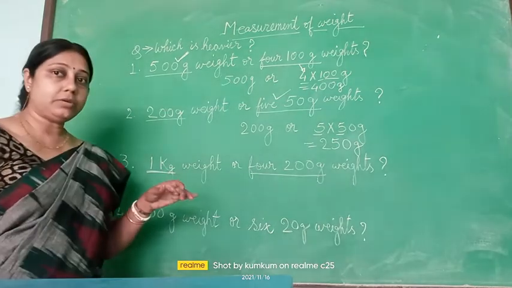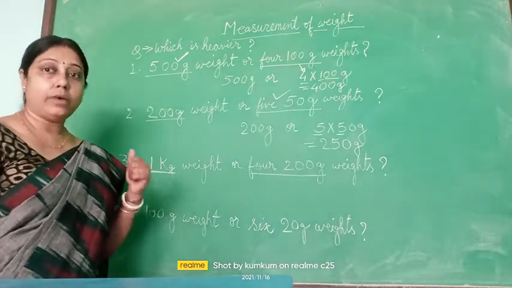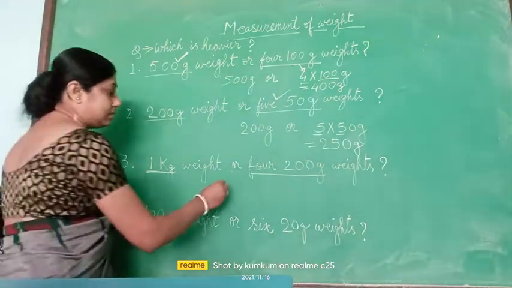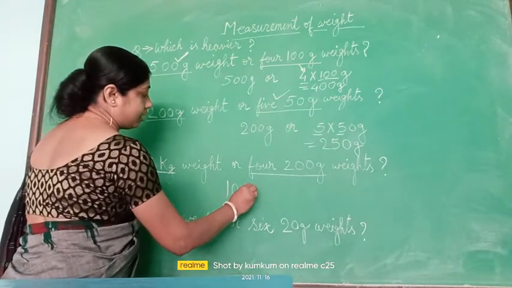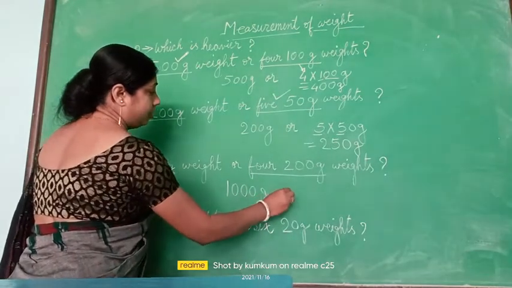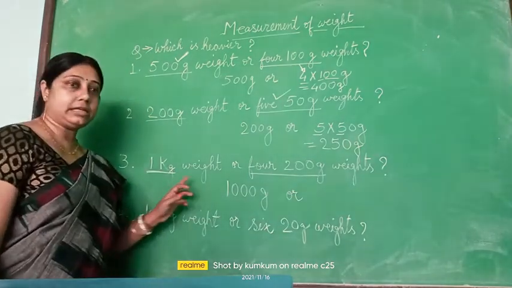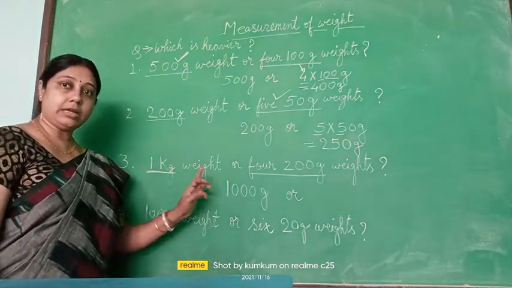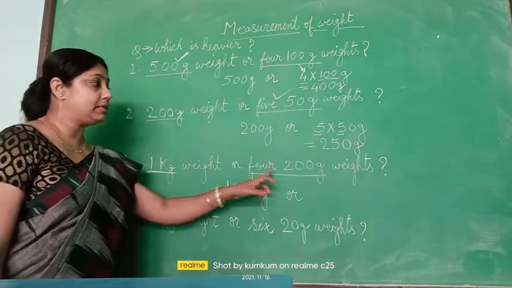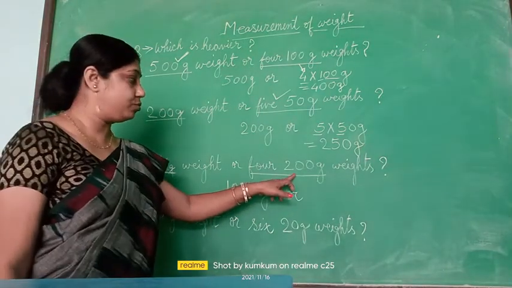So 1 kg equal to how many gram? We know 1 kg is 1000 gram. So I am writing here 1000 gram. Now I have changed 1 kg into 1000 gram. It also has become gram. Now this side also 200 gram.